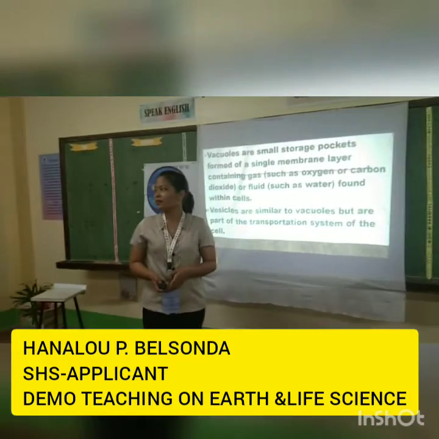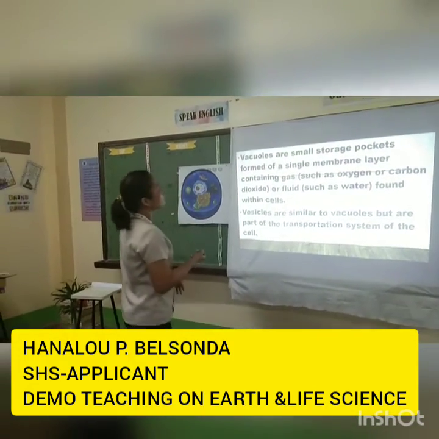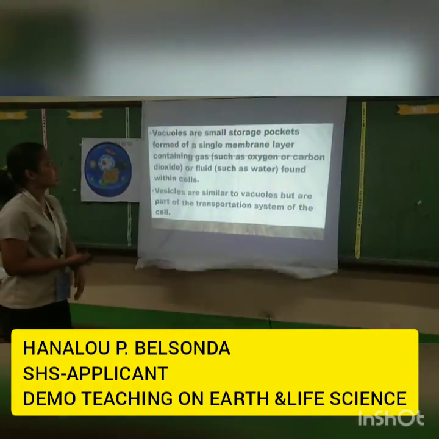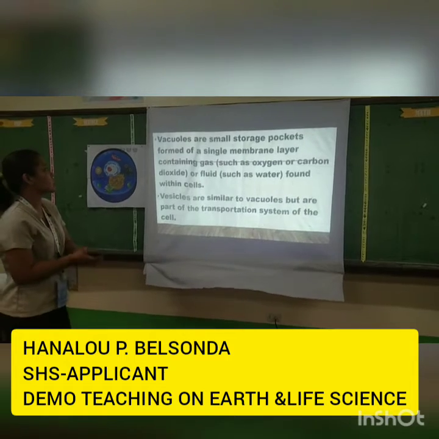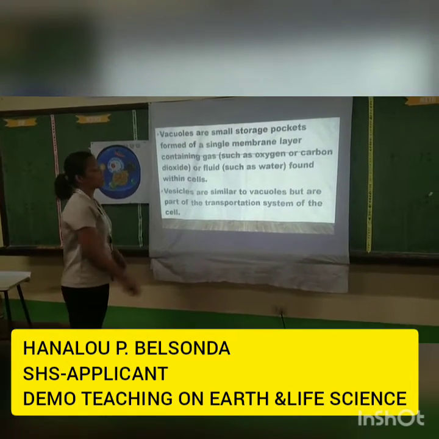Last two. Vacuoles. The vacuoles are small storage pockets formed of a single membrane layer containing gas such as oxygen or carbon dioxide, or fluid found within the cell.